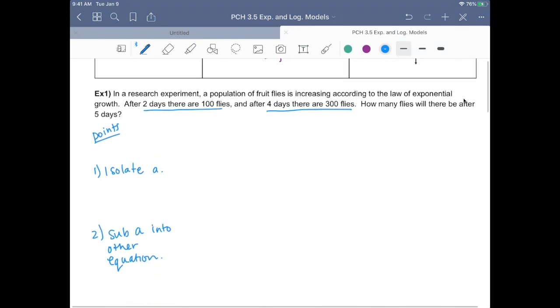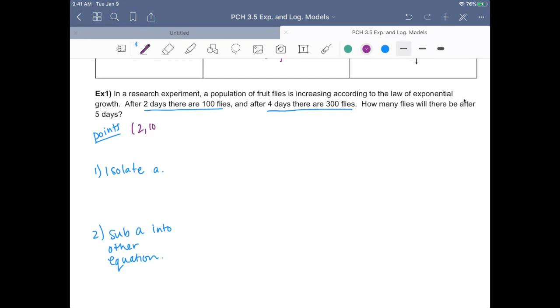So, in a research experiment, a population of fruit flies is increasing according to the law of exponential growth. After 2 days, there are 100 flies, and after 4 days, there are 300 flies. How many flies will there be after 5 days? So, first, let's take our 2 points, (2, 100) and (4, 300). Just like in class, we're going to write those in equations.